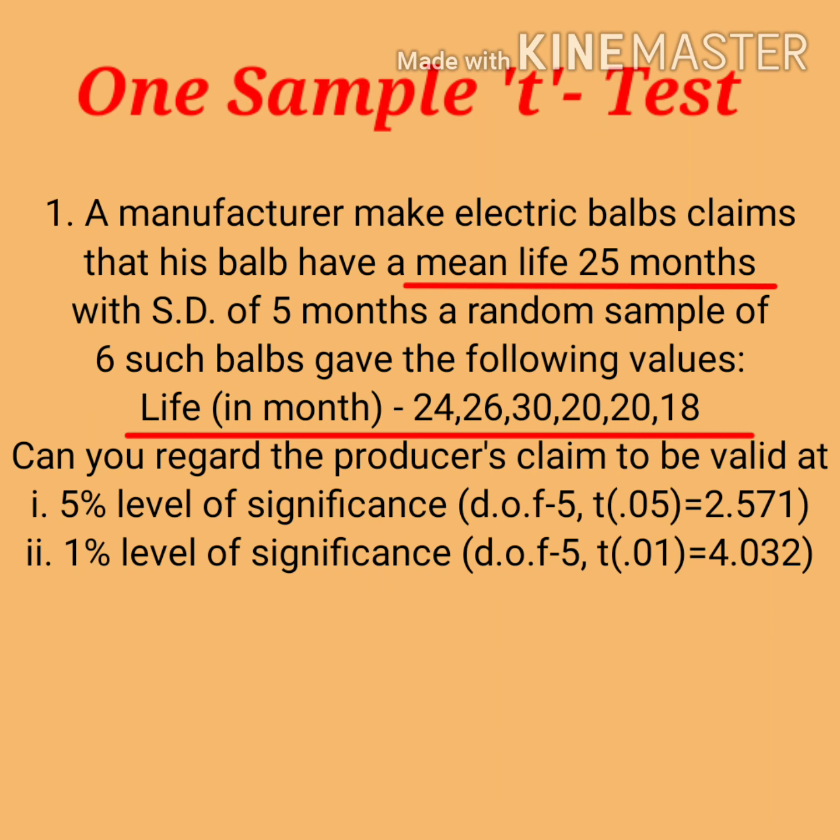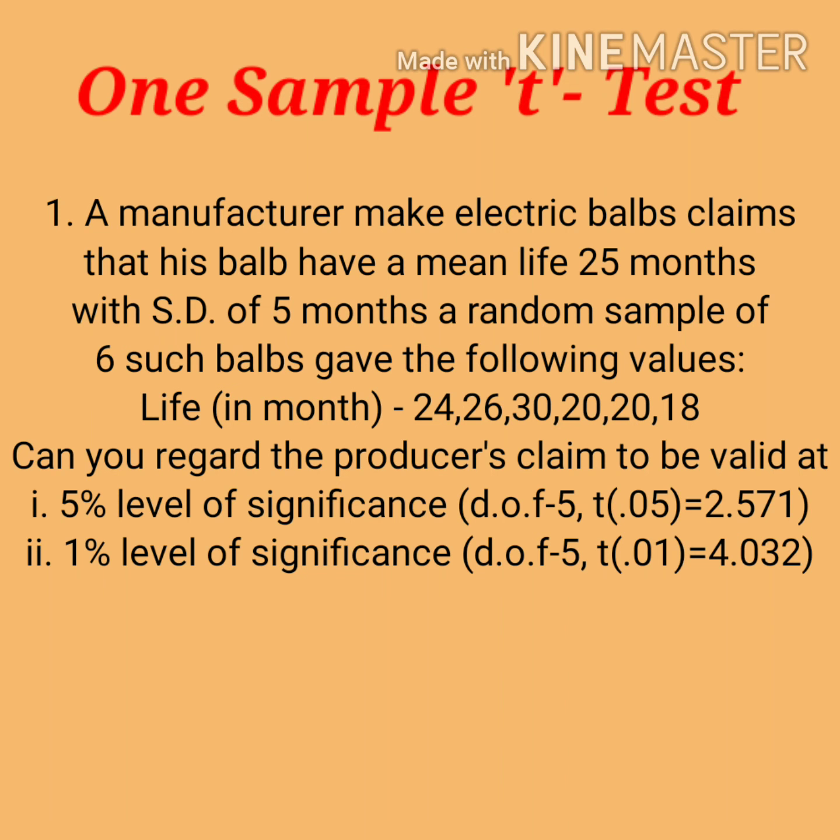So definitely we should apply that formula, t equal to x bar minus mu divided by s divided by root over n. Clear? Now you have to check the producer's claim to be valid at 5% level of significance.